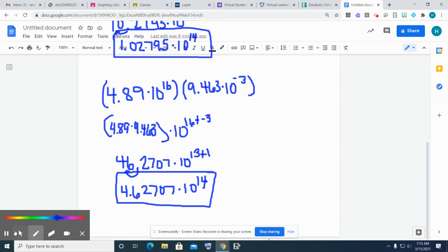Okay, so that is multiplication. You will have 3 problems like that on your assignment today. And now we're going to stop and take a look at how to divide, which is very similar.